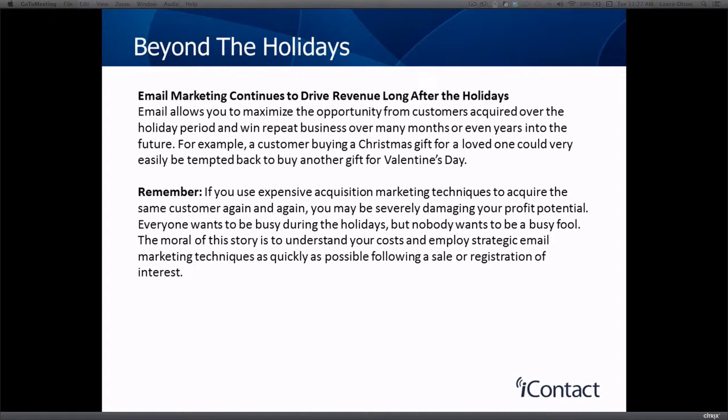Beyond the holidays, email marketing continues to drive revenue long after the holidays. Email allows you to maximize the opportunity from customers acquired over the holiday period and win repeat business over many months or years to come into the future. So, for example, a customer buying a Christmas gift for a loved one could be very easily tempted back to buy another for Valentine's Day.